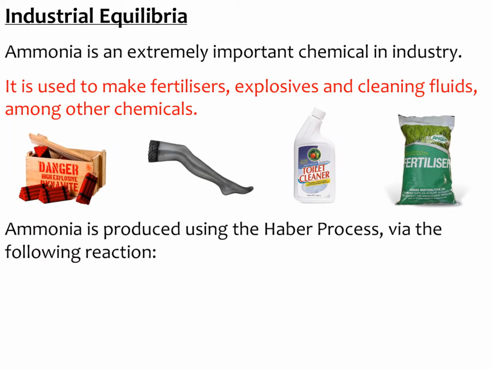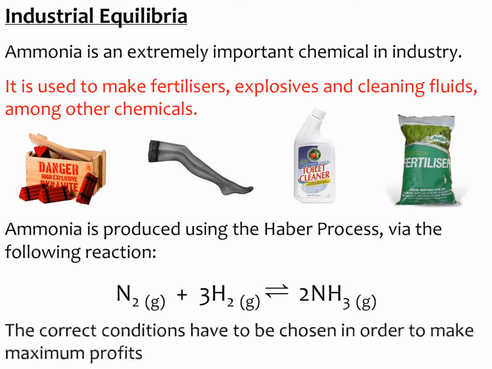Now ammonia is produced using a process called the Haber Process, invented by a German scientist called Fritz Haber, and it follows the following reaction. N2 (g) + 3H2 (g) ⇌ 2NH3 (g), a reversible reaction. Now, with any industrial equilibria, the correct conditions have to be chosen in order to make maximum profits. You want to make as much product as quickly and cheaply as possible.